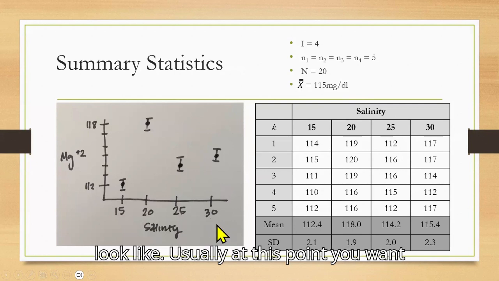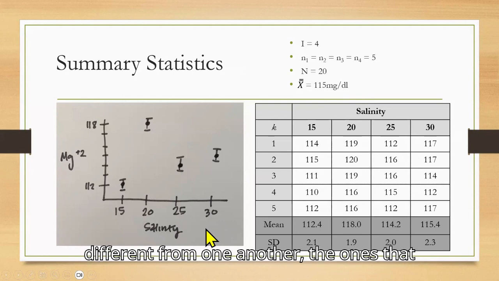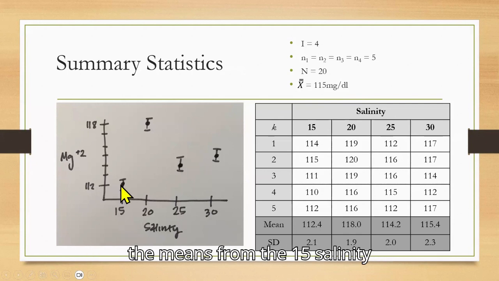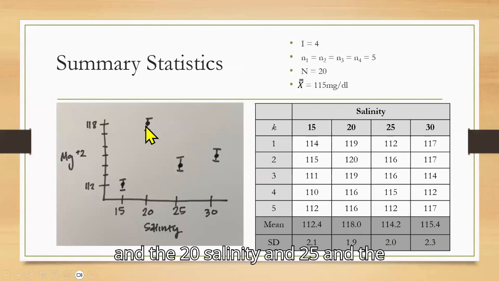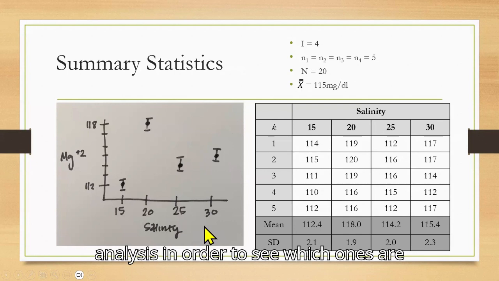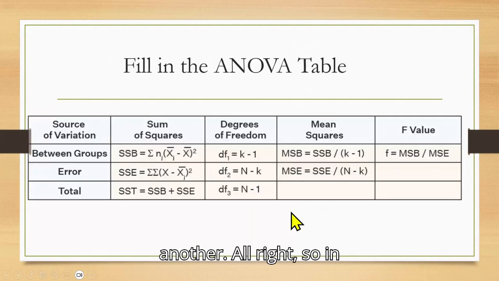Usually at this point, you want to take a look at the means and say, well, if any of the means are going to be different from one another, the ones that are most different from one another are the means from the 15 salinity and the 20 salinity. The 25 and the 30 aren't that different from one another. But we have to do the analysis in order to see which ones are indeed significantly different from one another.